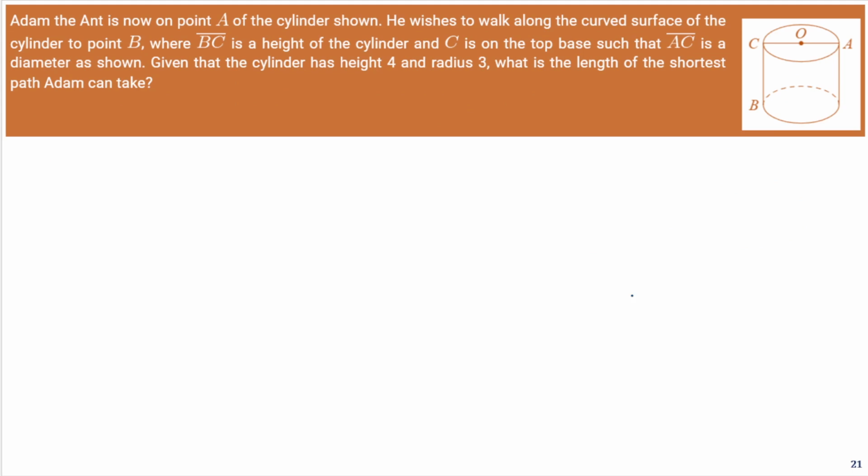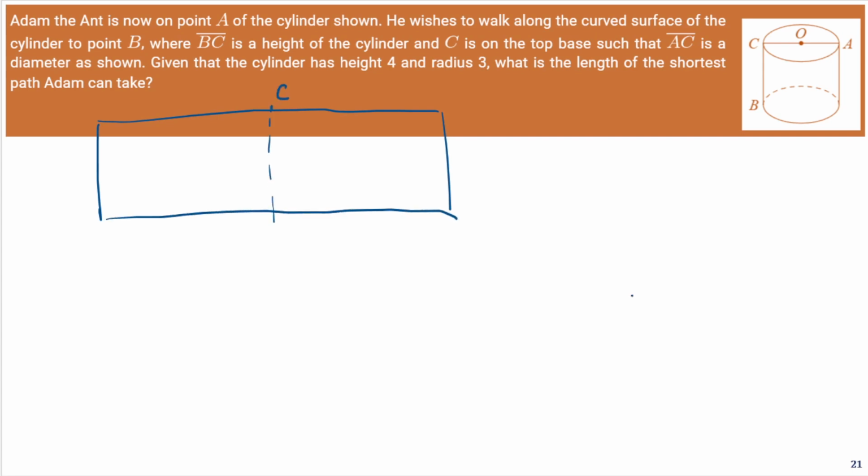Well, in this question, actually we can unroll the cylinder, right? If we unroll the cylinder, we see that we can actually get a rectangle. So this is your point C, this is your point B, this is your point A, right? So the task is to get to B from point A. BC still equals the height of the cylinder, so we have BC equals 4.